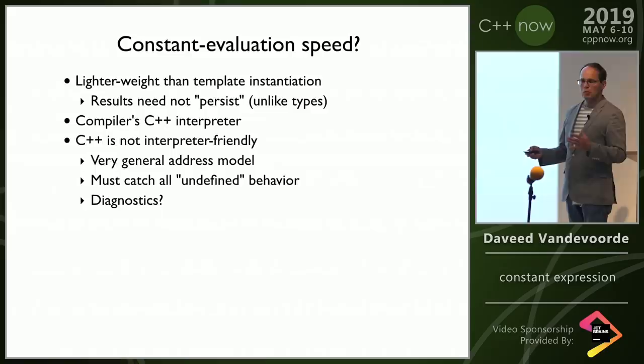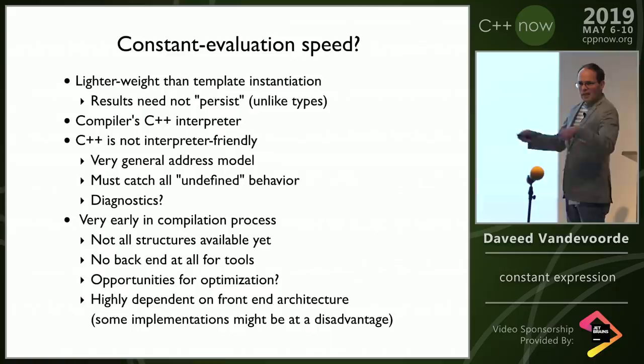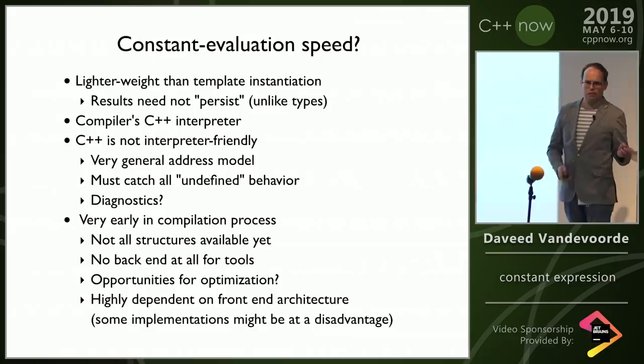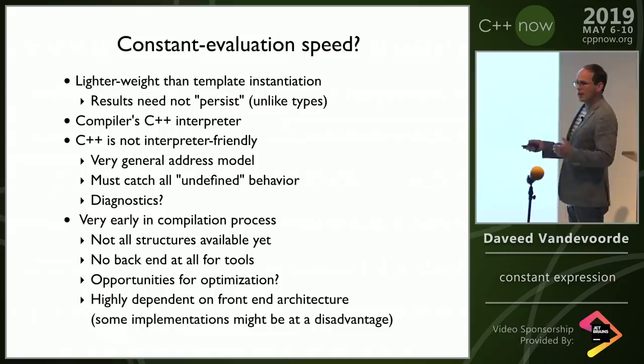What's more, that evaluation happens very early in the compilation process. So the interpreter doesn't have all the kind of information that the backend has. Maybe we could restructure the compiler to do it differently, but it would be extremely expensive, right? In fact, some tools that have a C++ frontend don't have a backend at all. So it's just very early on. Structures like destructor calls are not generated yet by the time we have to evaluate that stuff, so it has to be determined on the fly. And of course, it all depends very much on how you developed your compiler.